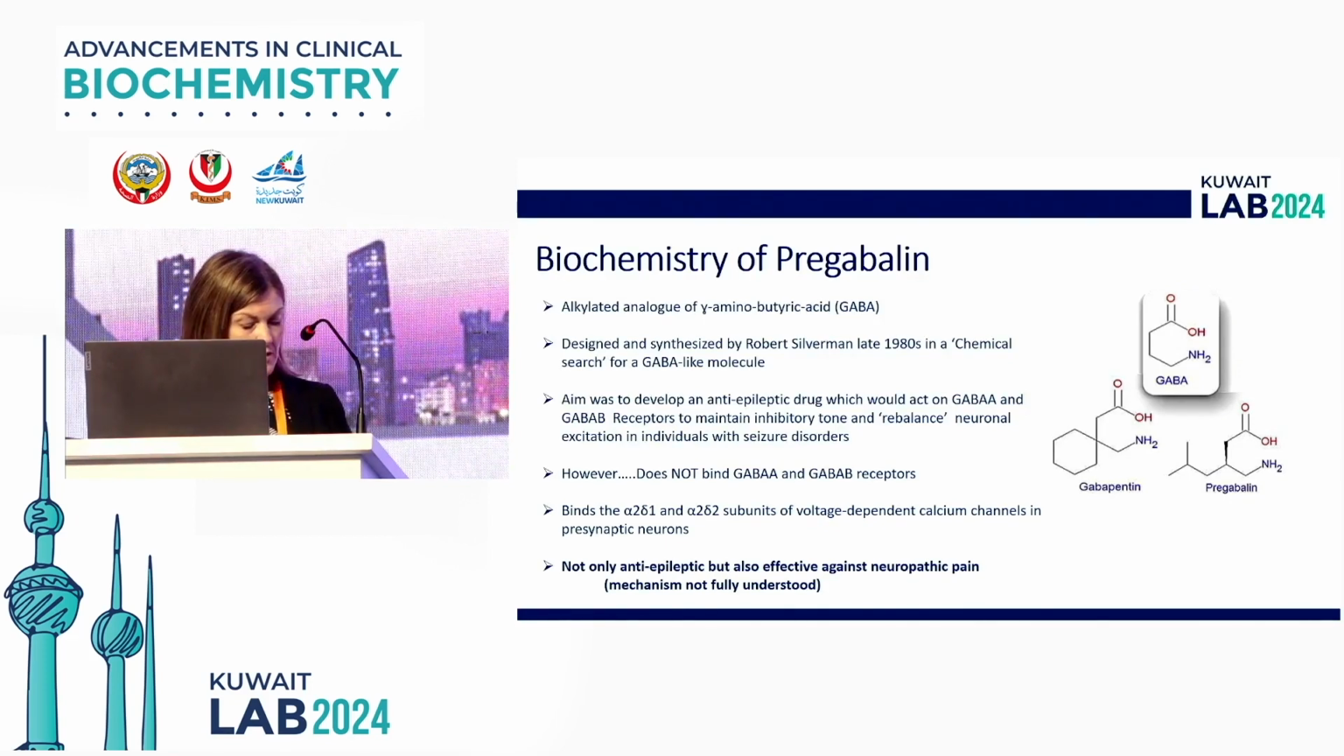However, experiments looking at gabapentin, a similar drug developed for the same purposes, and pregabalin, sorry, showed that they do not bind the GABA A and GABA B receptors, and in fact they bind the alpha 2 delta 1 and alpha 2 delta 2 subunits of voltage-dependent calcium channels in presynaptic neurons. And it's been found that they not only have anti-epileptic efficacy, but they're also effective against neuropathic pain, although the mechanism isn't fully understood.